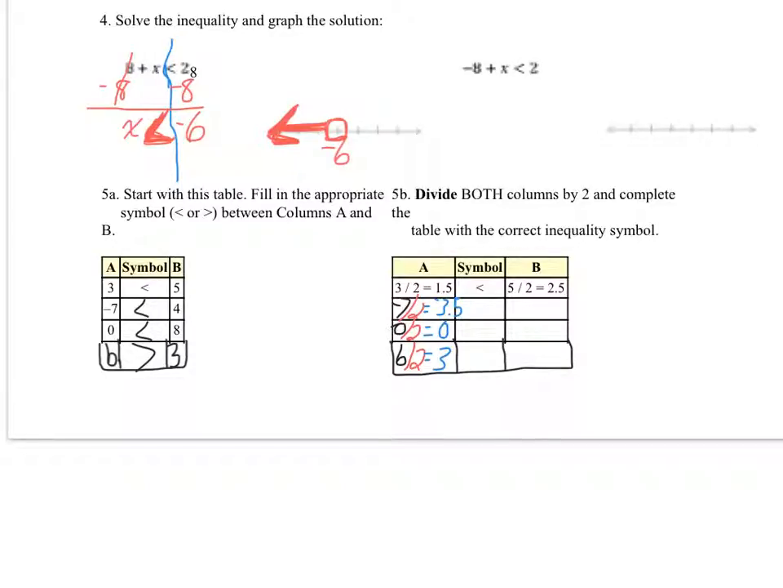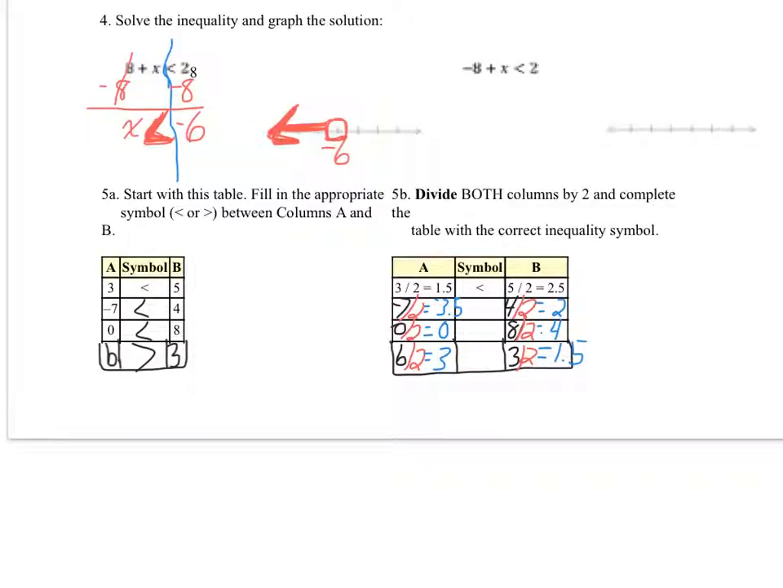Over here on this side, we have 4 divided by 2, that equals 2. We have 8 divided by 2, which is 4. And then we have 3 divided by 2, which is equal to 1.5.